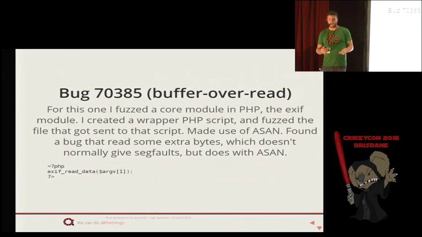So this made use of ASAN, that memory technique that I mentioned earlier. So this read a couple of extra bytes, and ASAN just gave it up and was like, nah, you're reading bytes that weren't allocated. So it then segfaulted, which meant AFL could catch the crash, but it wouldn't normally catch the crash if ASAN wasn't in.